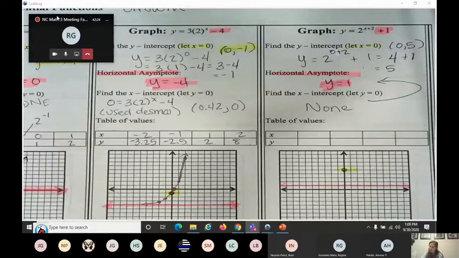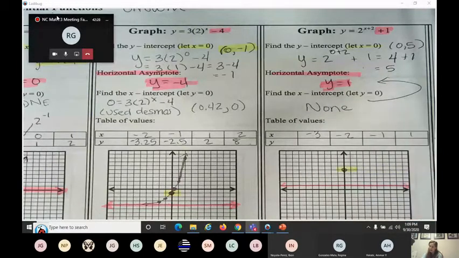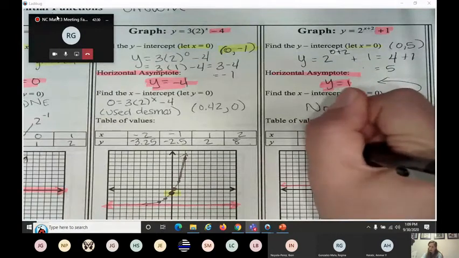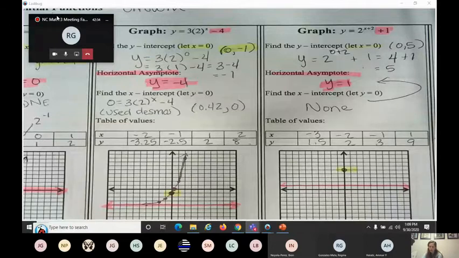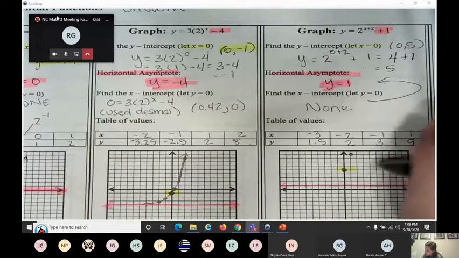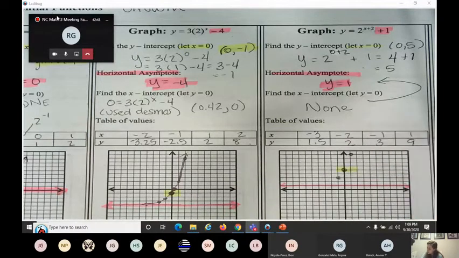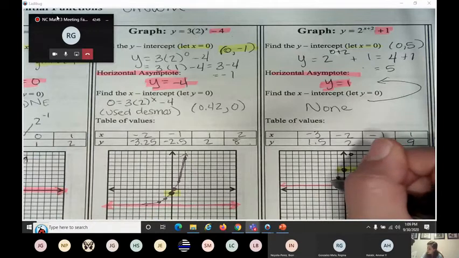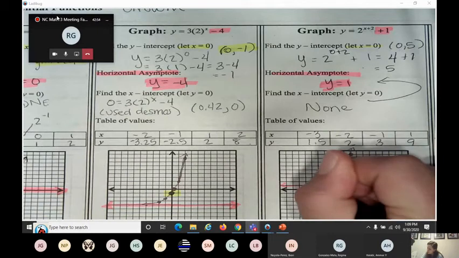And for our table of values, we're going to have -3, -2, -1, and 1. And so we should have 1.5, 2, 3, and 9. Okay, so 1, 9 is going to be right here. -1, 3 is right here. -2, 2. And -3, 1.5. So we should have a graph that kind of looks like this.